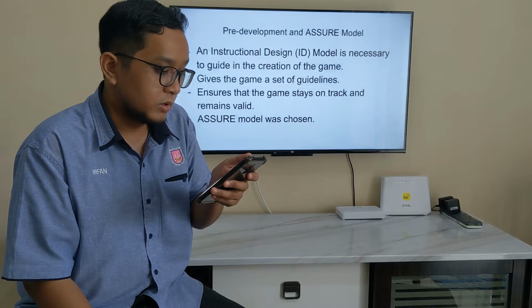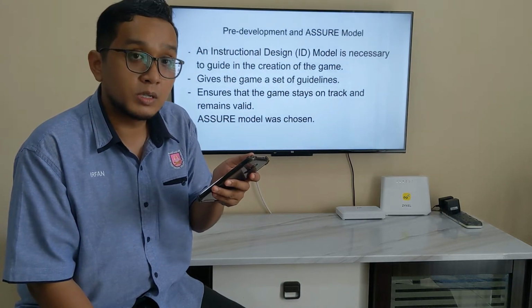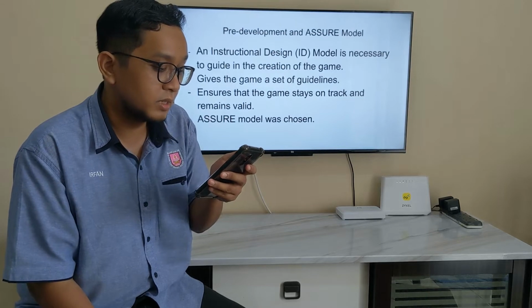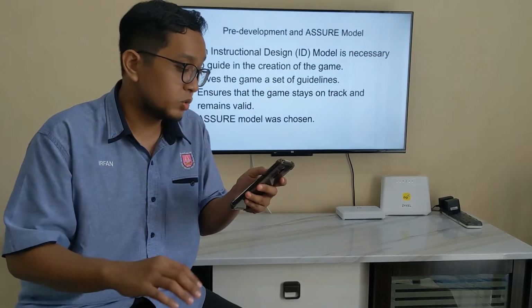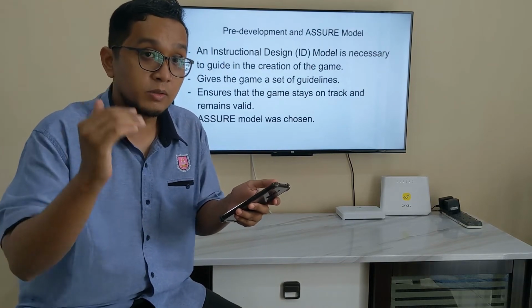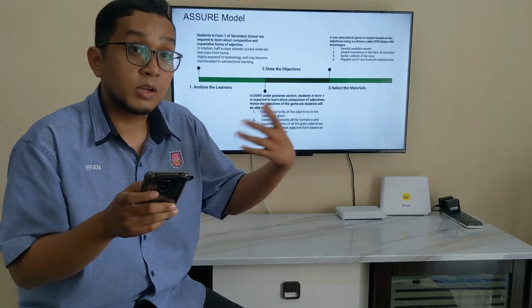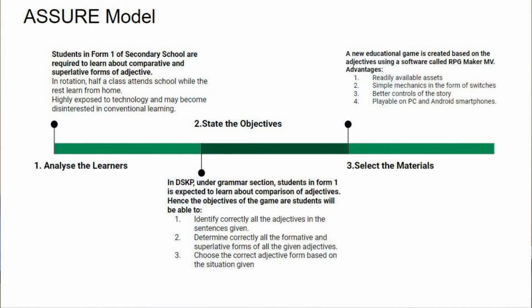Right. So before the game was developed itself, we had to look into different models of instructional design to decide on which one was the best to use. So we decided to use the ASSURE model because it gives us a step-by-step guide on how to create the game itself. So we have to analyze the learners, the first step. In this case, we have identified it's for Form 1 students in secondary education. They have to learn about superlative and comparative adjectives, right?